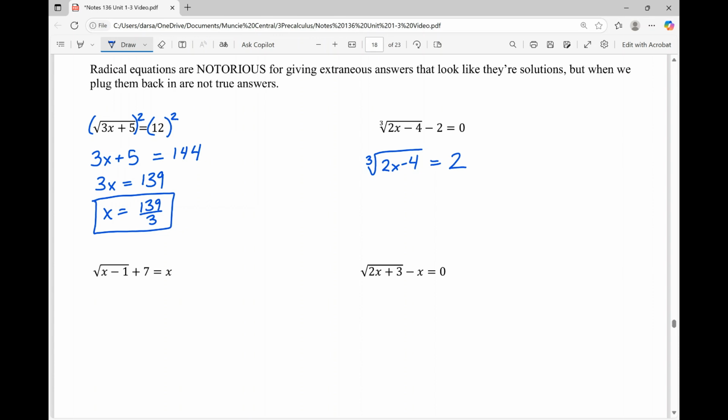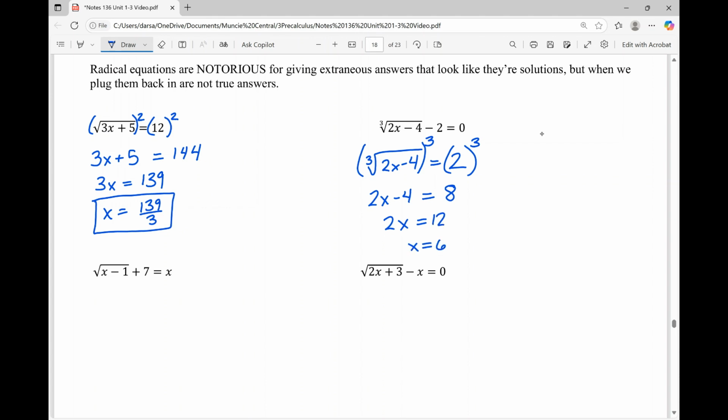Now that the cube root is isolated, we put parentheses around the entire left-hand side and the entire right-hand side and ask: what is the opposite of a cube root? A 3 exponent. So we raise both sides to a 3, or cube both sides. On the left, the cube root and the cube cancel, and we are left with 2x minus 4. And 2 cubed, don't freak out, that's just 2 times 2 times 2. That's 8. From here, we can solve. So 2x is equal to 12, so x is equal to 6.